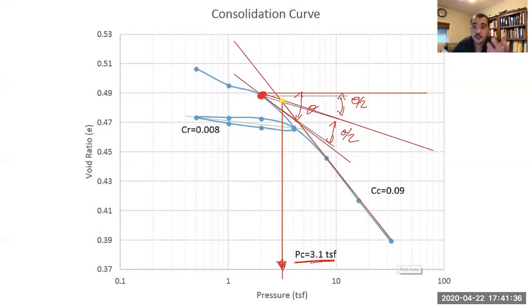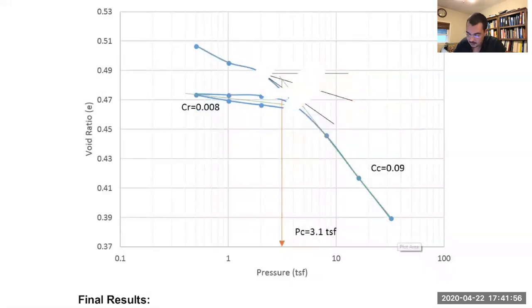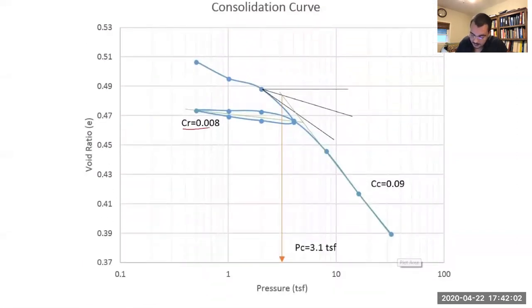And again, we try to do that because we want to see in which region we are. So we want to know if we are normally consolidated, over consolidated case 1, or over consolidated case 2. There are 2 cases, and I'm sure you will look at them in the class. And this is the unloading part, and this is the CR recompression index. You can use that depending on if you are normally consolidated or over consolidated.